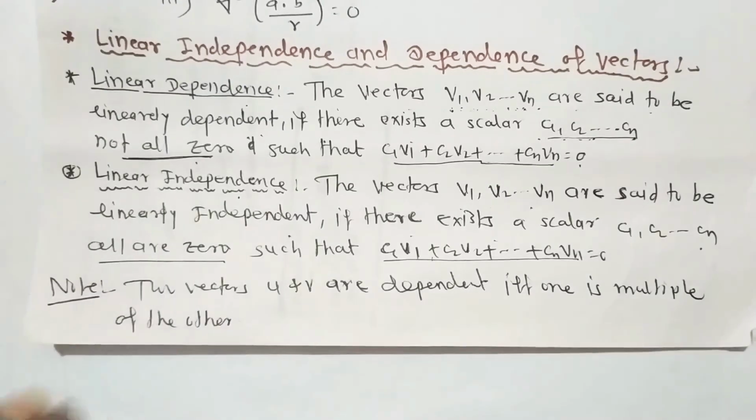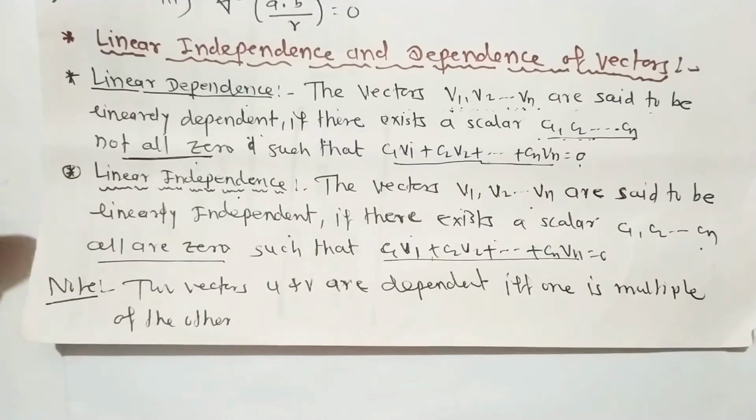Means problems are asked like: examine whether the following vectors are linearly dependent or independent. If dependent, then find the relation. Suppose the given vectors are linearly dependent, then there exists some relation, and we have to find that relation. If the vectors are linearly independent, then there is no relation.